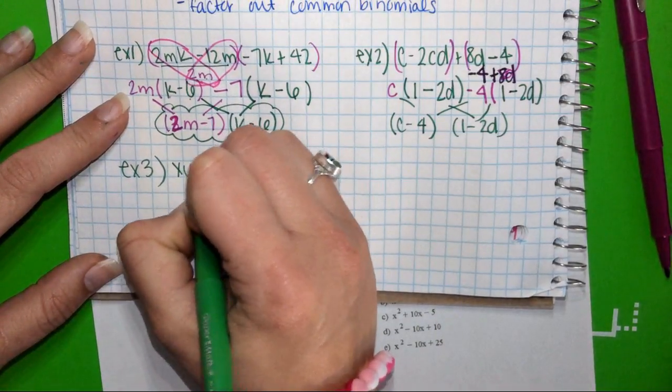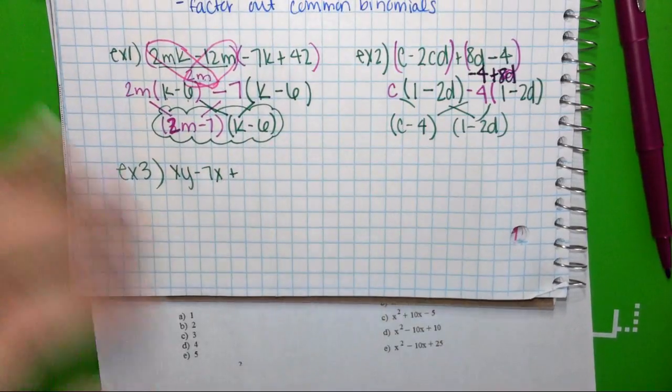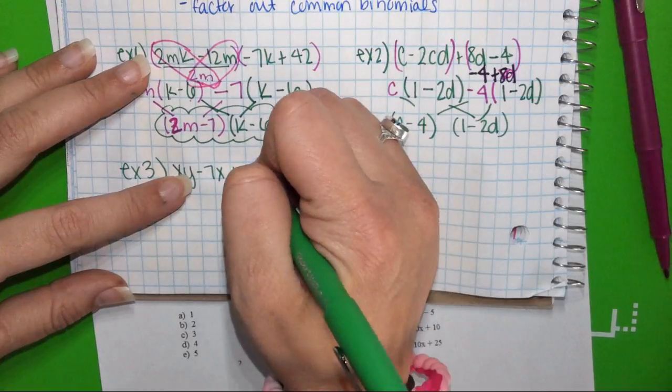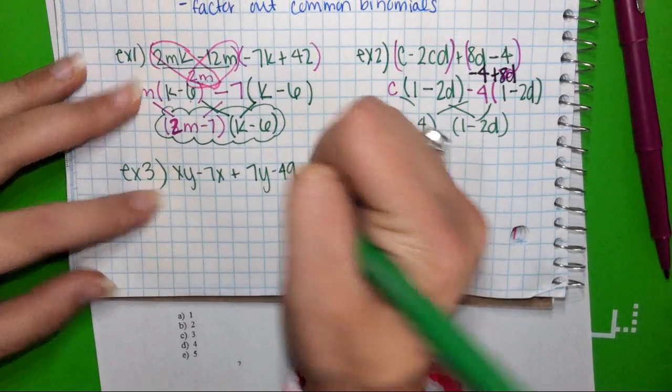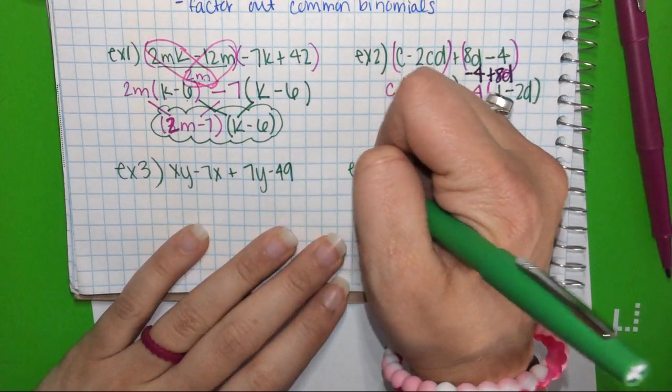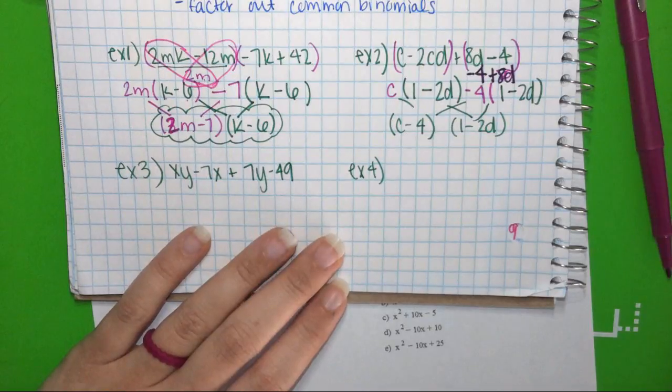All right, xy minus 7x plus 7y minus 49. And for funsies, let's add one more because we're super smart and we can.